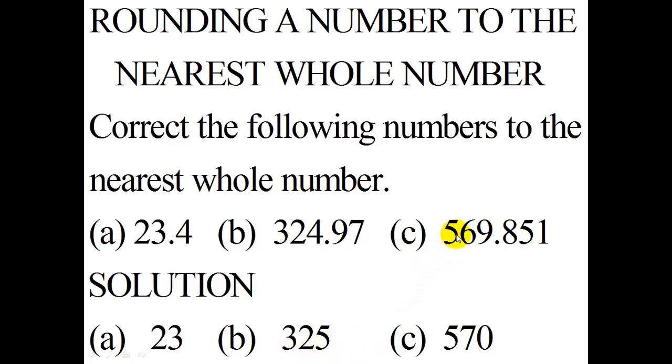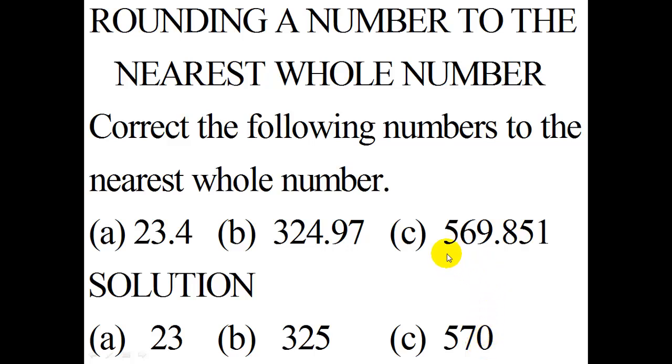Now we consider the example in C, 569.851. So the number before the decimal point is 569. But immediately after the decimal point, we consider the number, and the number is 8. 8 is greater than 5, and so we take it as 1 and add it to 9. And when we add 1 to 9, we have 10. So we write 0 and give the 1 to 6. Now 6 plus 1 will give us 7. So we have 570.